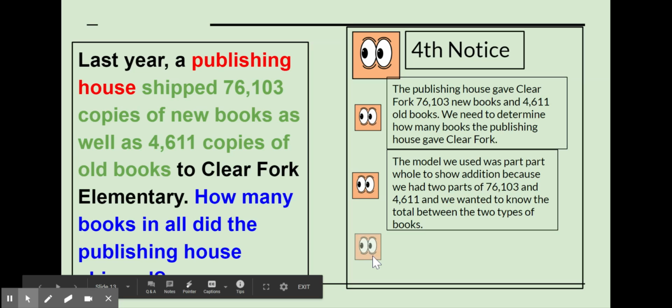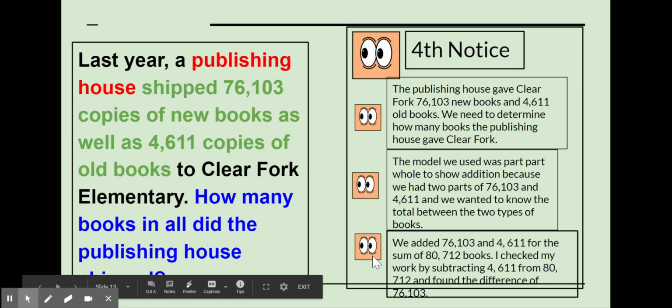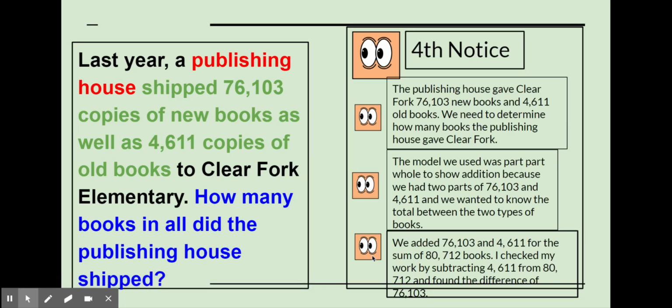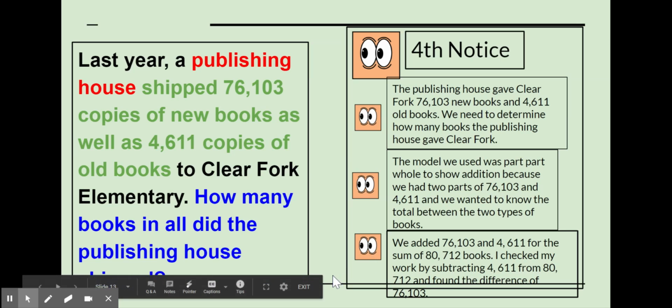And in our third look, that is where we solved the problem. So we added 76,103 and 4,611 for the sum of 80,712 books. I checked my work by subtracting 4,611 from 80,712 and found the difference of 76,103. And that is how you do our fourth and final look.